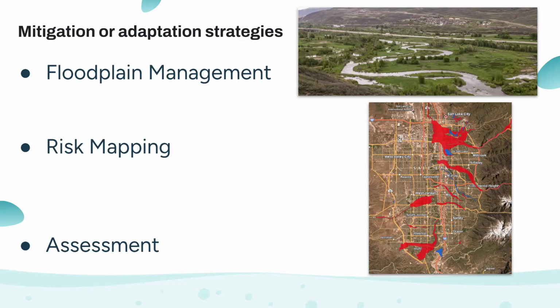Another way that the state of Utah has helped with the mitigation of the flooding is with risk mapping. An example of this is shown to the right. The area in red is the area in Utah that is prone to flooding. Finally, for the last mitigation strategy, we have assessment. An assessment is essentially just looking back to see what areas were damaged due to the flooding and coming up with ways to help prevent this from happening again or how to communicate more effectively with people in these areas.